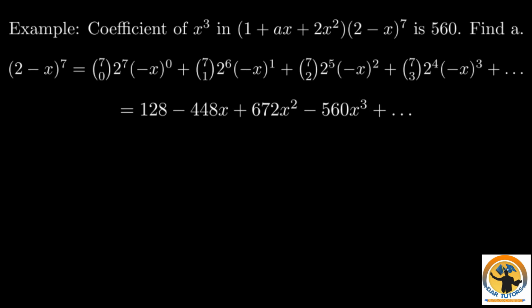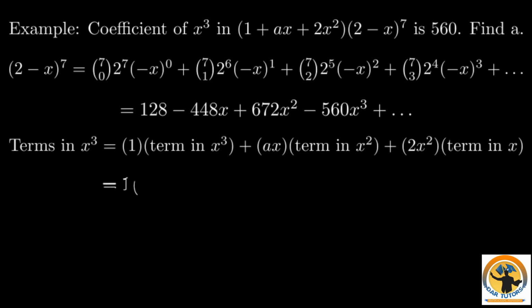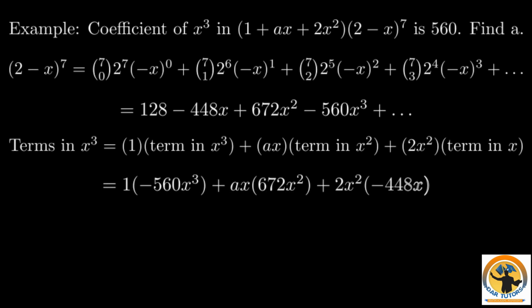Now we need to find all the ways to get an x cubed term when we multiply this expansion by 1 plus ax plus 2x squared. We can multiply 1 by the x cubed term, ax by the x squared term, and 2x squared by the x term. Plugging in the terms we found, we get 1 times negative 560x cubed plus ax times 672x squared plus 2x squared times negative 448x. This simplifies to negative 560x cubed plus 672ax cubed minus 896x cubed.